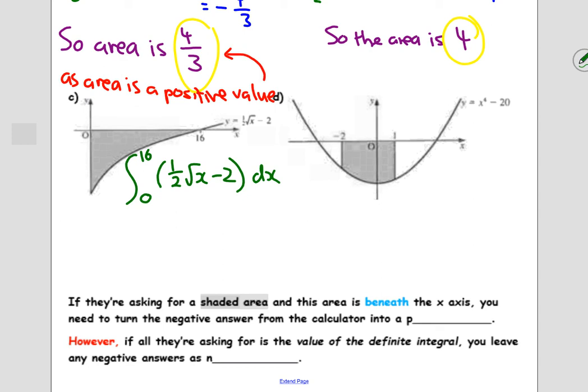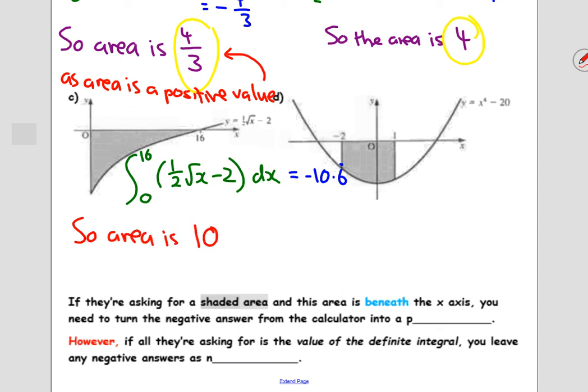Negative 10.666 recurring. Okay. So I was thinking it was negative 10.6 recurring. I think it's meant to be 10.6. So it's pretty close, because remember the calculator's slightly off sometimes. So it is actually meant to be 10.6 recurring, but it's roughly negative 10.6 recurring. So what is our area there? 10.7. Yeah, good. So area is 10.6 recurring or 10 and 2/3.